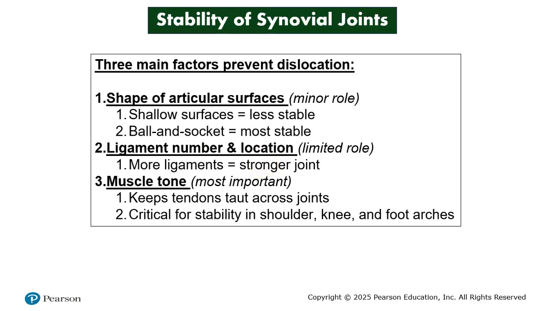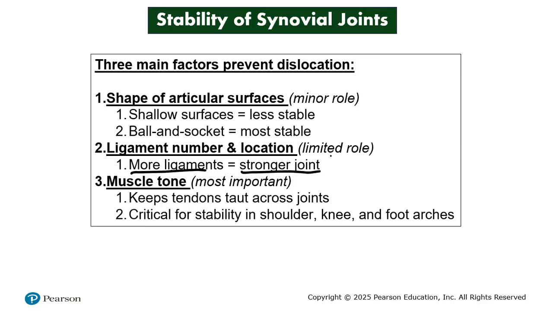Now let's talk about something that's going to play more of a limited role, which is going to be your ligaments and the location of those ligaments and the amount of ligaments. So what are ligaments? We know that they're bands of connective tissue that connect bone to bone. So the more ligaments you have, the stronger the joint, because that's going to help stabilize the connection between bone and bone, and then stabilize the overall synovial joint itself. Okay?